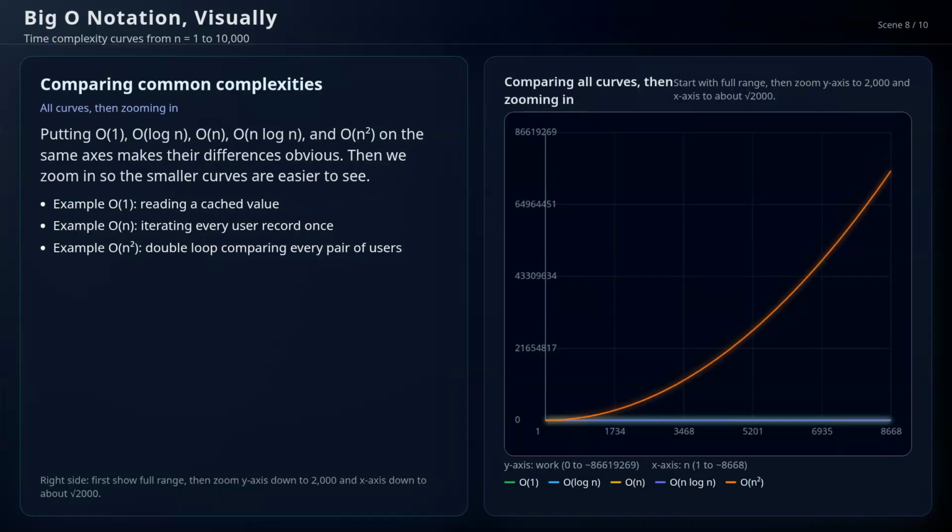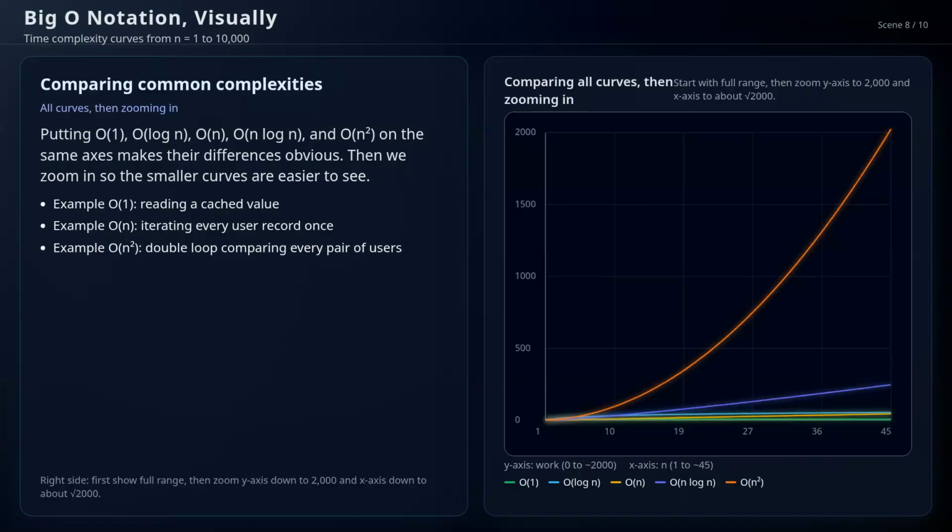Now let's compare these curves on the same axes. Starting from left to right, we see O of 1 as flat, O of log n barely growing, O of n as a steady diagonal, O of n log n bending upward, and O of n squared shooting up fastest. This picture is why algorithm designers try so hard to avoid quadratic or worse behavior on large data. A small constant factor improvement matters, but choosing a better Big O shape can be the difference between instant results and waiting minutes.